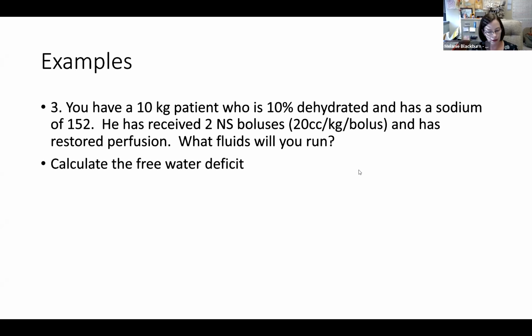All right, so you can remember, calculate the free water deficit for this particular patient. So remember, free water deficit is the total body water times the serum sodium over 140 minus 1. And remember, when you're calculating total body water, it's 0.6 times the weight.